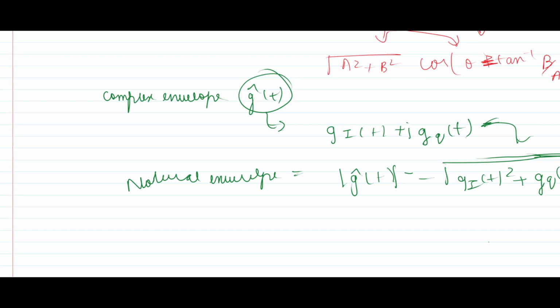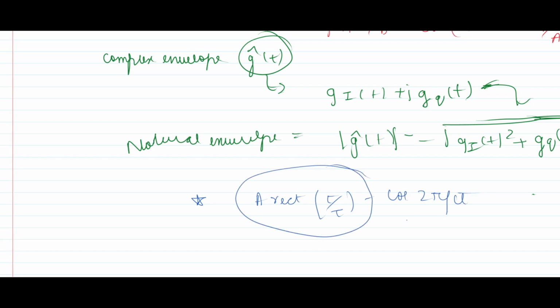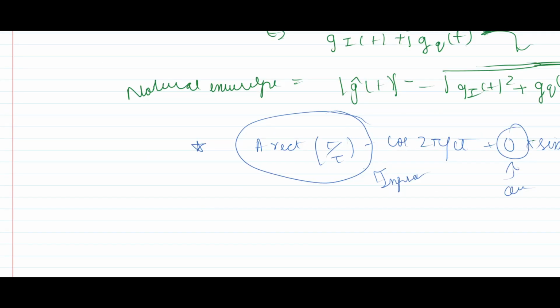Now I'll give you a simple example. I'll explain the questions later, but this is only the theory part, so I'll explain quickly the important parts, like A rect(t/T) into cos 2πf_ct. Now, can you tell me what is the in phase and quadrature component? The one with the cos is the in phase component, plus 0 into sin 2πf_ct. So the in phase component is this, and the quadrature component is this. Similarly, you can find the in phase and quadrature components for different functions.